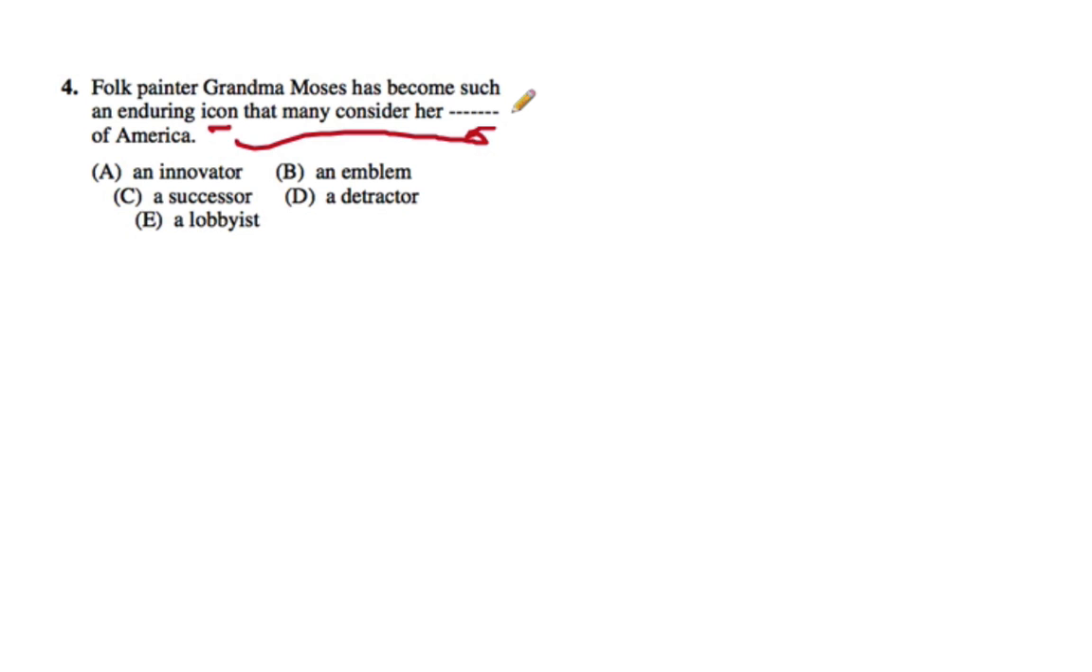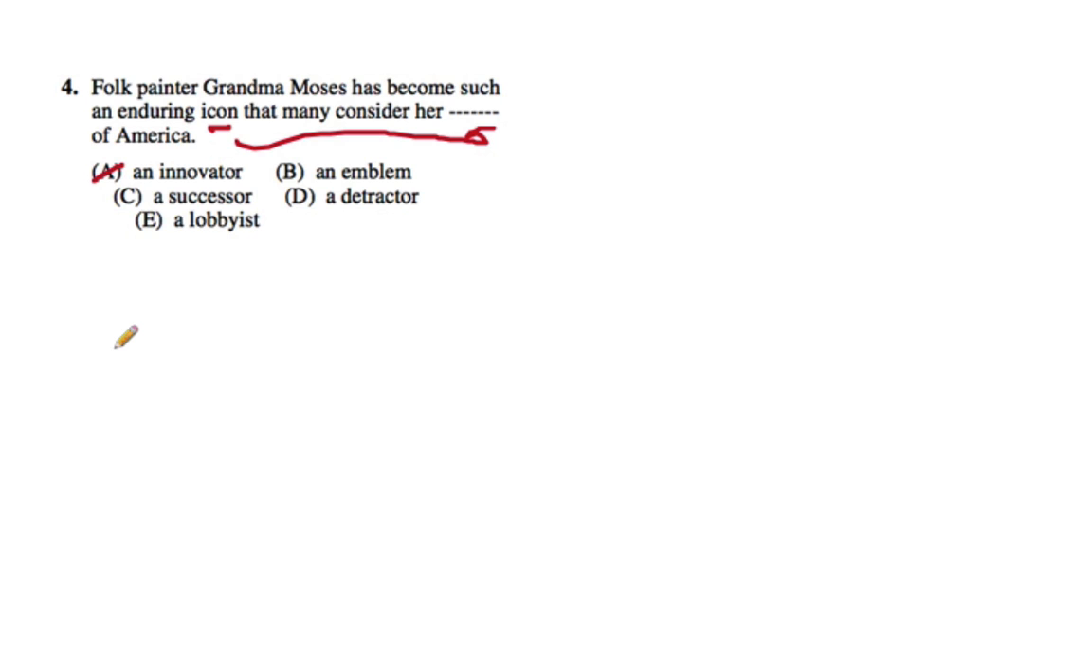Then you're going to have to look at these various words and decide whether they make any sense at all. And here's how you decide. She's a folk painter, and she's become such an enduring something that many consider her a blank of America. Well, innovator doesn't really make sense. Now, I could see how you might pick it if you knew something about Grandma Moses and thought that she might be an innovative painter, meaning that she had a new style of painting. And I have no idea whether she did or not, to be honest.